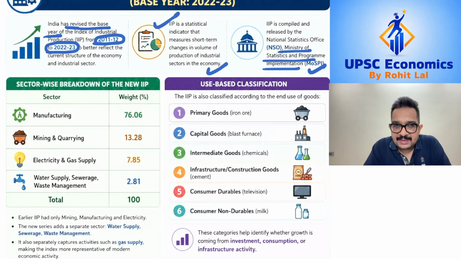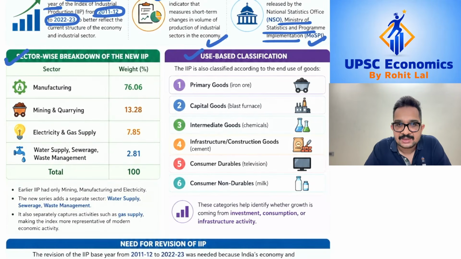Now IIP can be calculated by two broad methods. The first way is the sectoral calculation of IIP, and this is the indicator which is published in the newspapers as well. The second is the use based classification of IIP. So what we're going to do first is understand the sectoral breakdown of IIP.